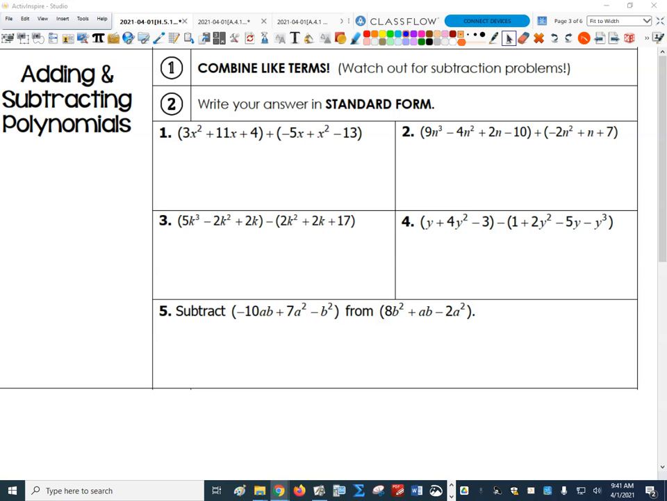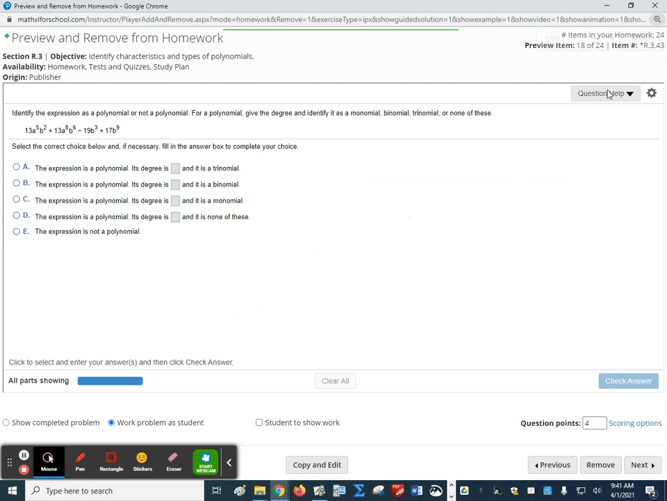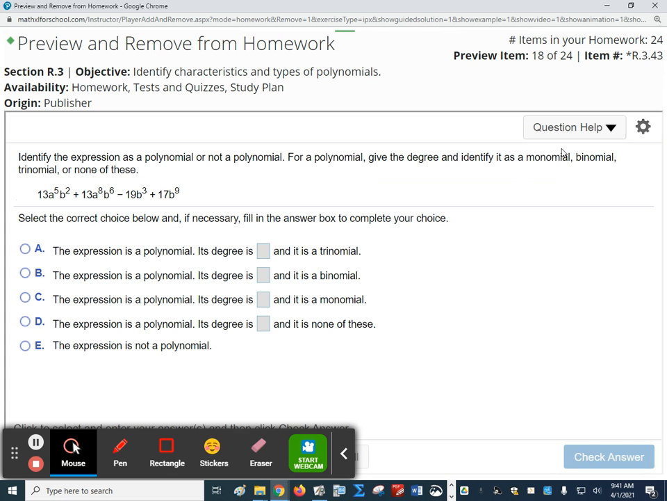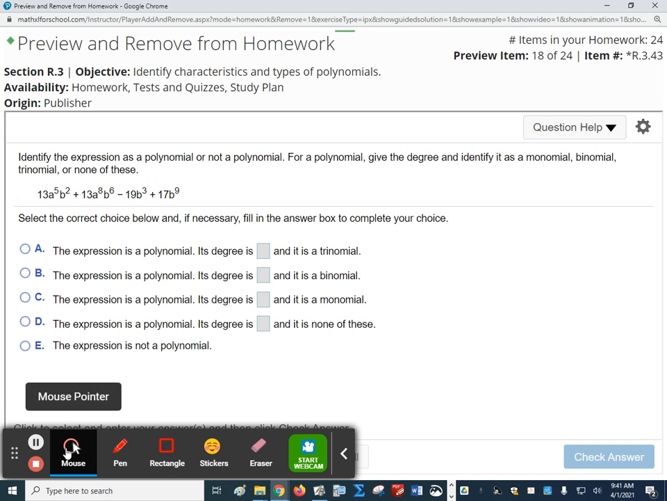Pick a tricky one here. I think, oh, there's a good one. Okay, how about that? Is it a polynomial? And if so, what's the degree? How do I make that thing go away?